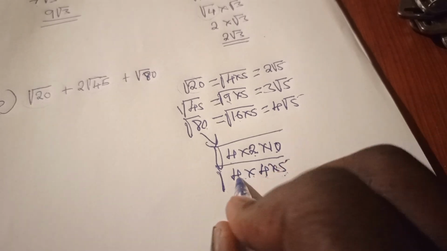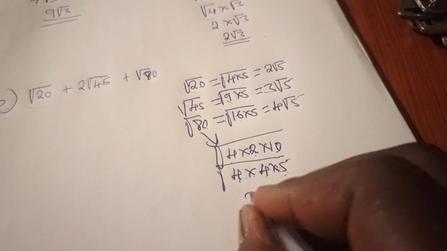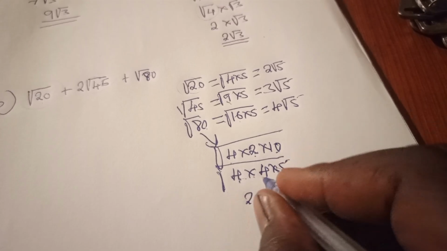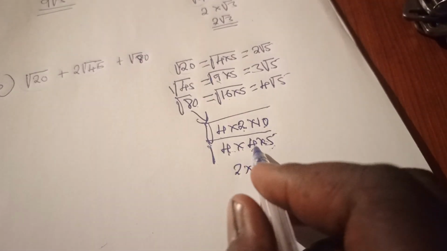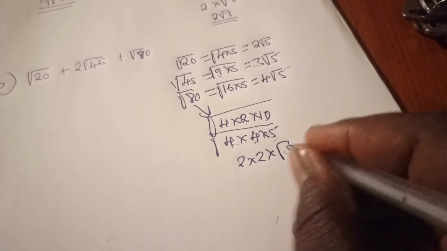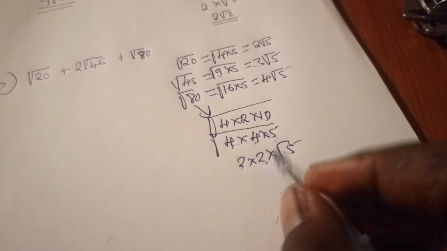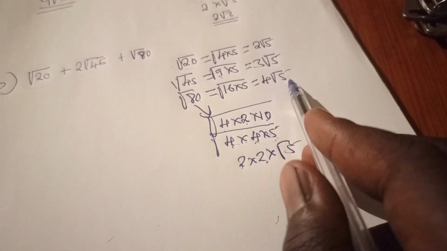So this 4 has got a square root, and the square root of 4 is what? It is 2. So outside, again, this 2 has got a perfect square. Then the square root of 4 again is 2, then times the root of 5. This gives 4 root of 5.